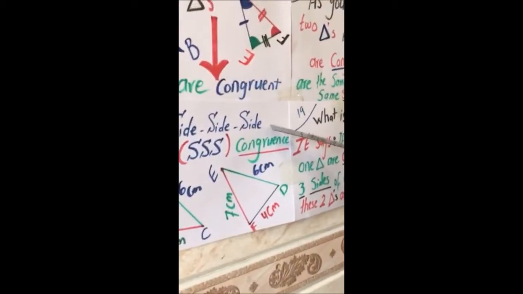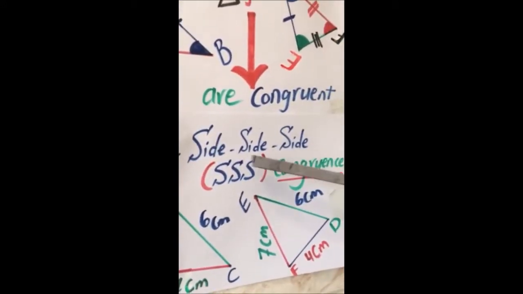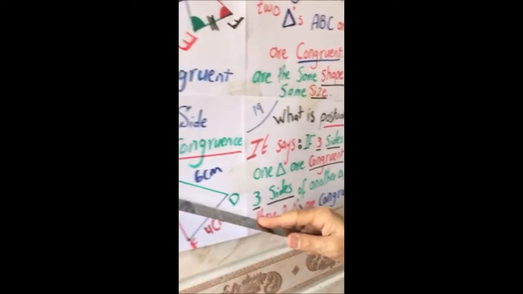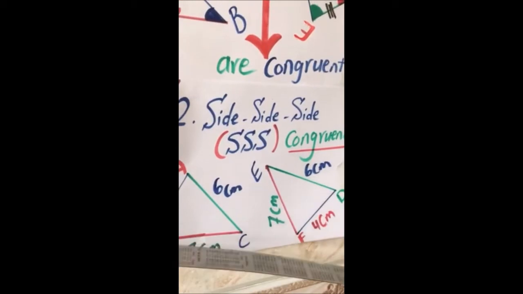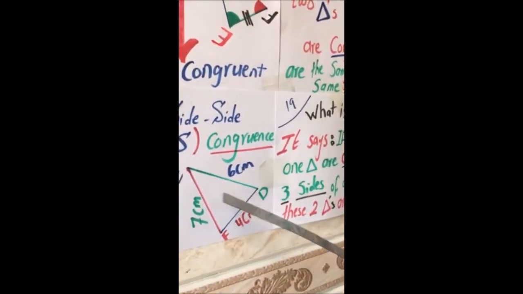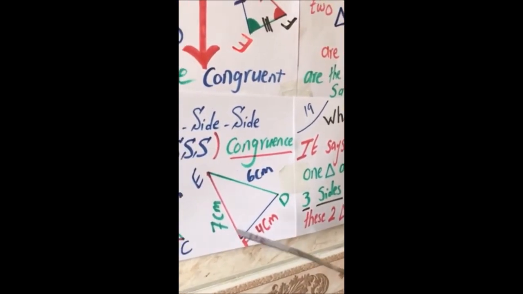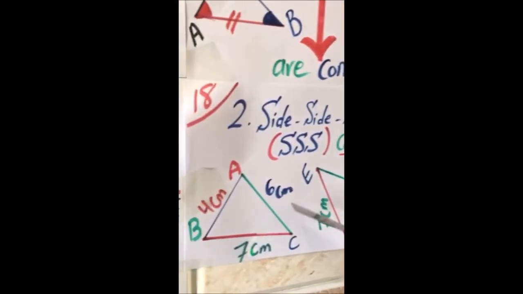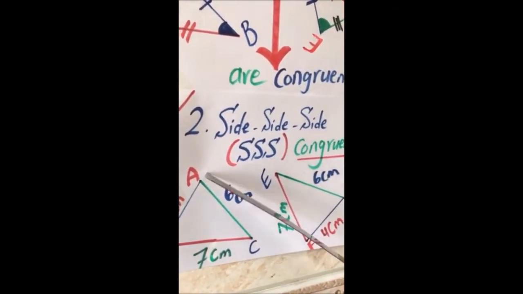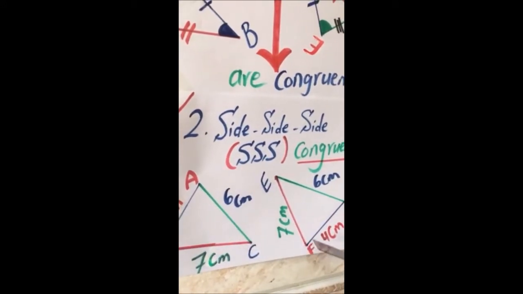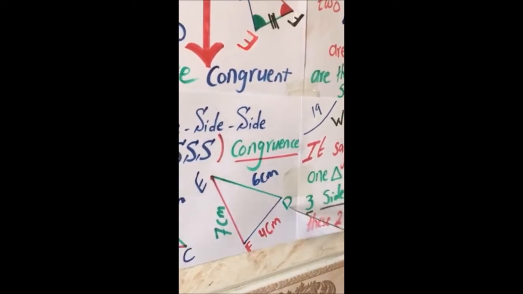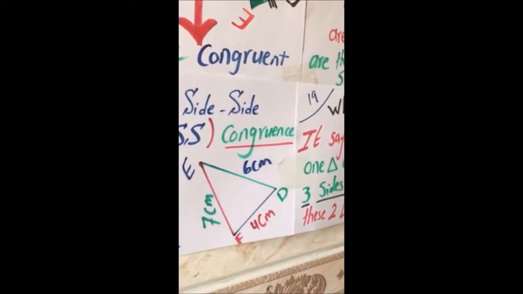Now here I will give you an example for the first one, the SSS congruence. As you see, we have two triangles, ABC and EFD. Leave the angles and focus on the side lengths. Here we have 4, here we have 6, here we have 7. If you go to the other one, you will see the same. AB, 4, is the same as FD. AC is the same as ED, and BC is the same as EF.